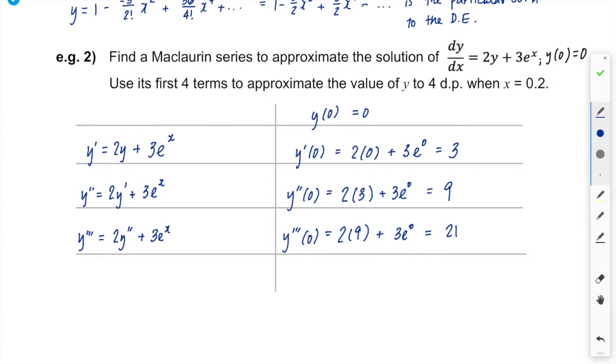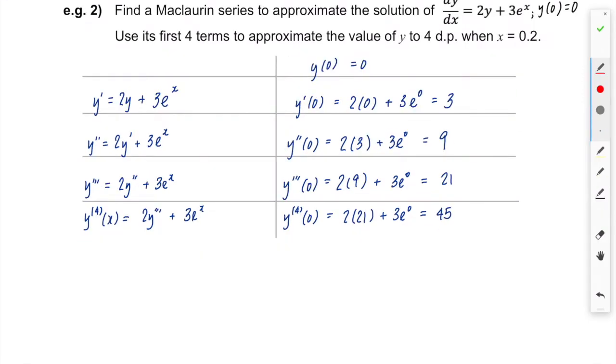And lastly, because we need 4 terms, and we have 3 non-zero terms so far, the fourth derivative is now 2y triple prime plus 3e to the x. It's almost like a constant there. So y fourth derivative at 0 is 2 times 21 plus 3e to the 0. This is 42 plus 3, 45.